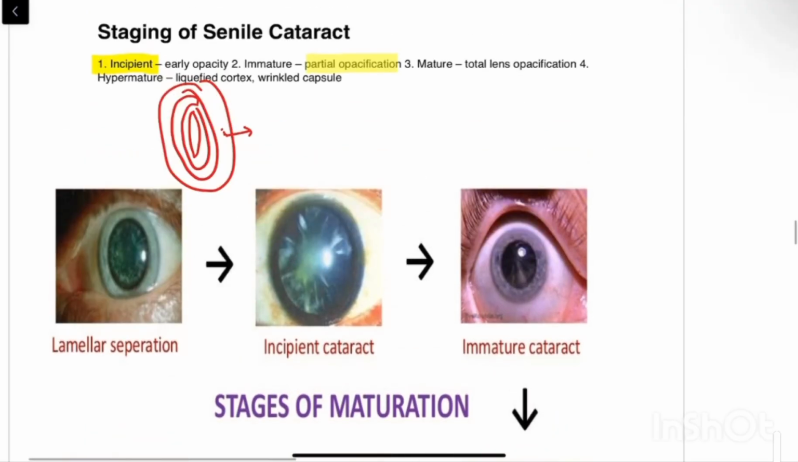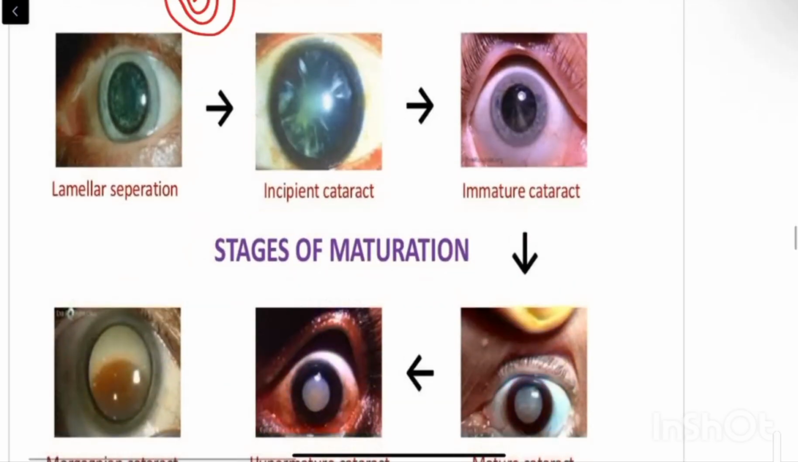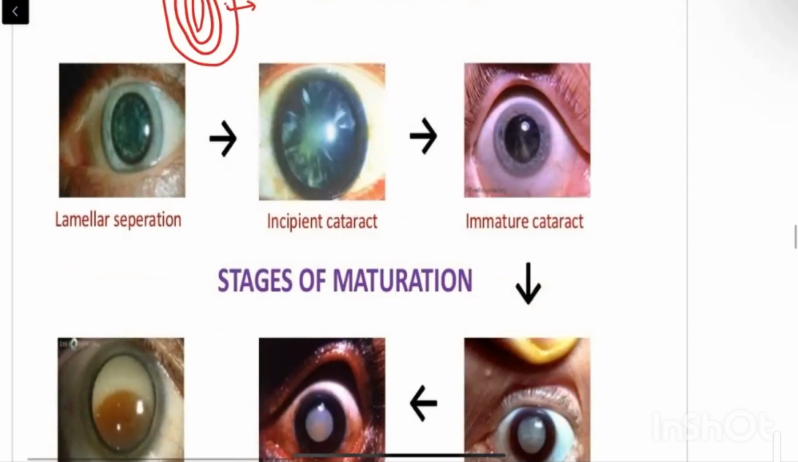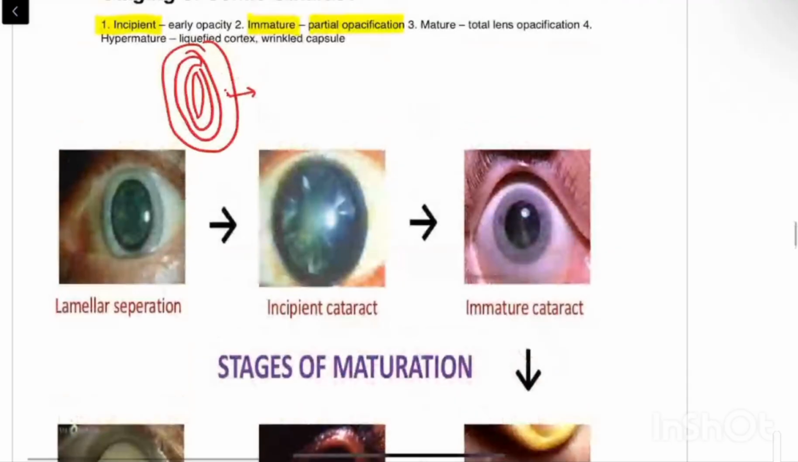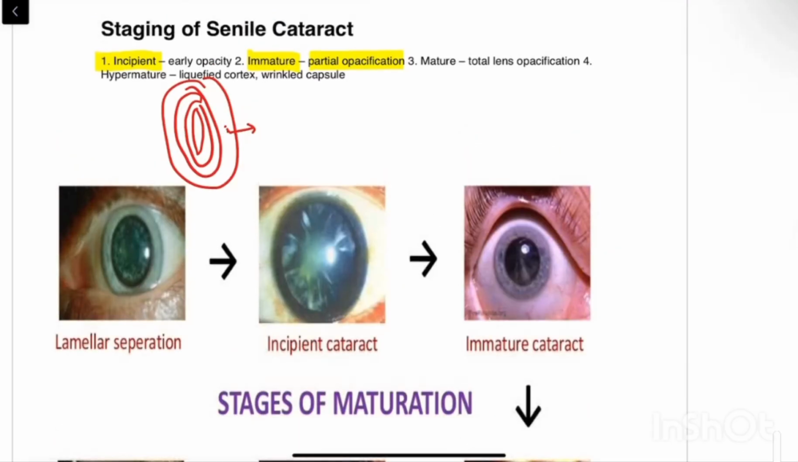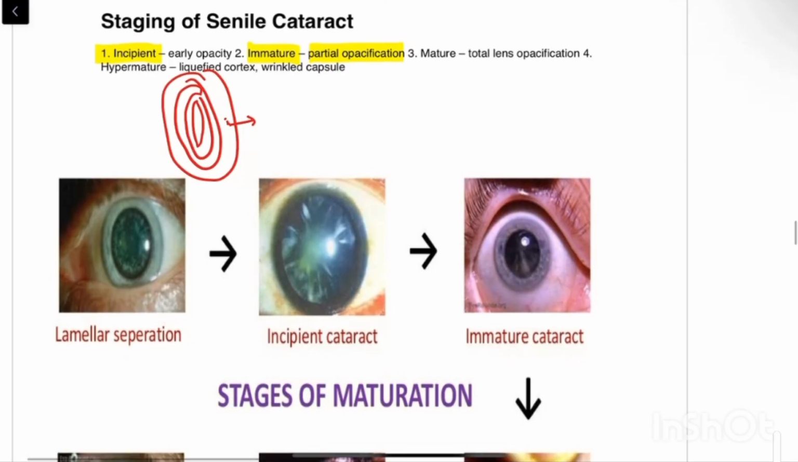After that it will opacify partially, and that is called immature cataract. Okay, the mature cataract is complete opacification. Like this, the entire lens, whatever you can see through the cornea, is opacified. That is called mature cataract. So these are the 4 stages: before that lamellar separation, then incipient cataract, immature cataract, and mature cataract.